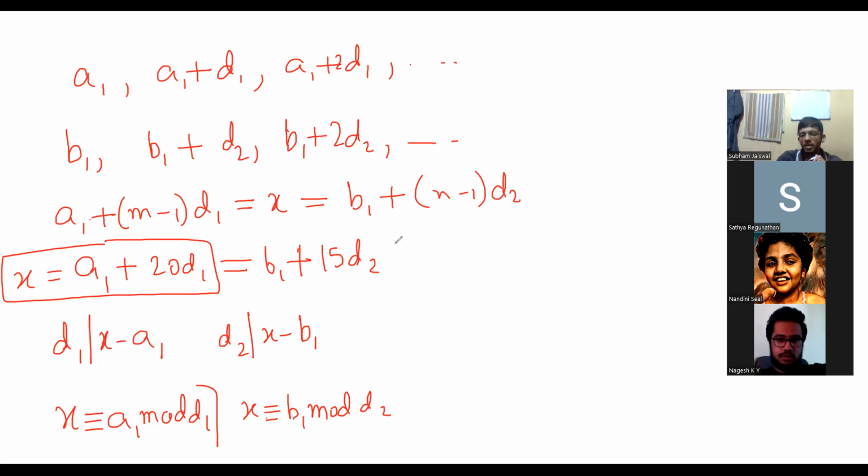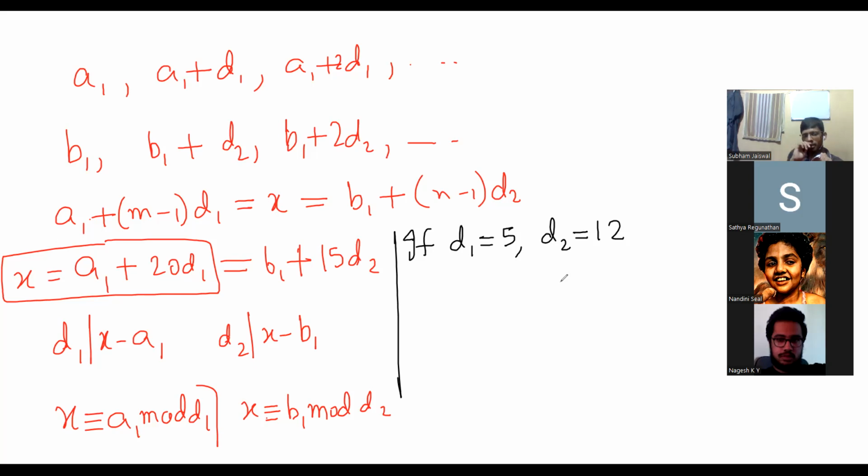Let's see. If this is a question that can be asked about arithmetic progressions, you can translate it in this way and try to answer. But let's say I tell you that d1 is 5 and d2 is 12.